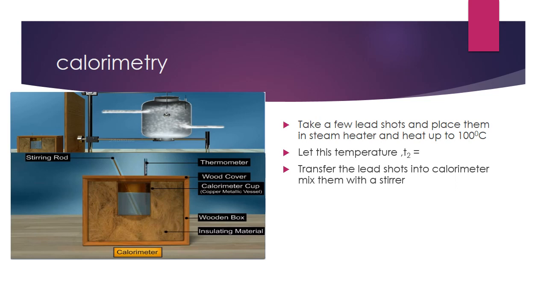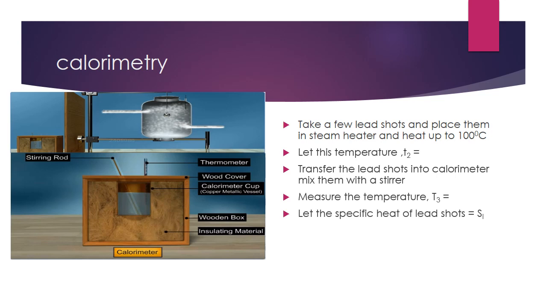After some time, the lead shots will lose temperature and heat will be transferred into the water and calorimeter, so that water and calorimeter will heat up slowly, and lead shots will lose their temperature and come down, and at one point of time they reach an equilibrium condition. Then measure that temperature as T3.